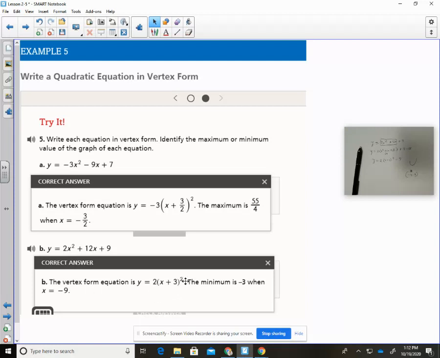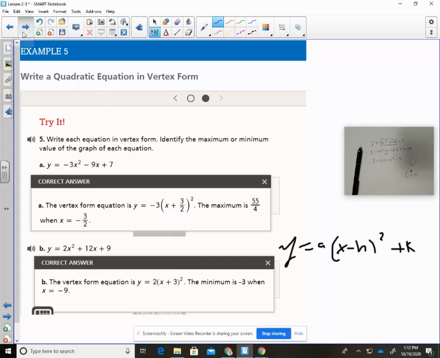And I wish they would write out the quick equation. I don't like the way that this is written, because this is not right. It should have plus 55 over 4, and it should have minus 9. Because remember that the vertex form is y equals a times x minus h squared plus k. Okay, so keep that in mind. I really wish they wouldn't have done that.